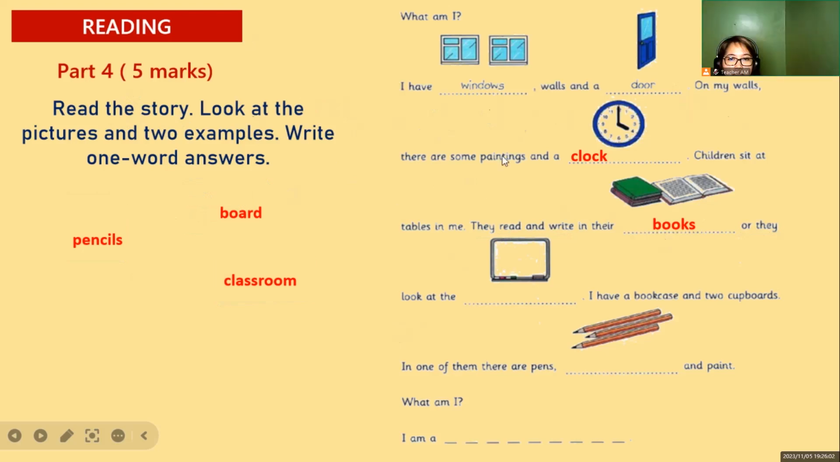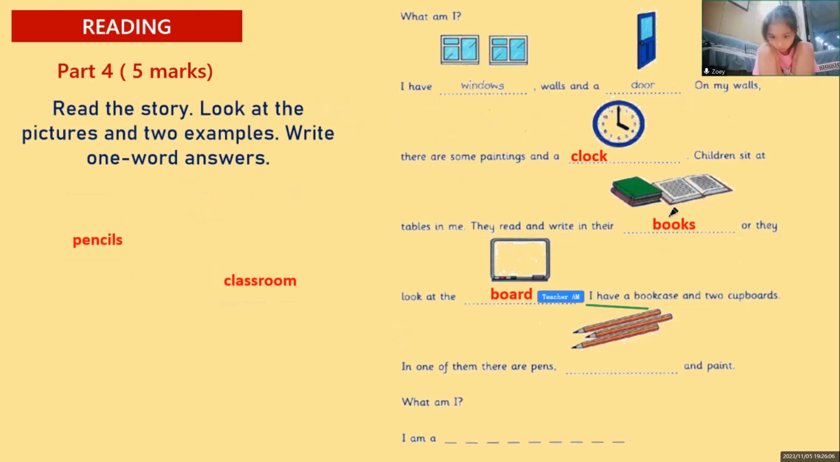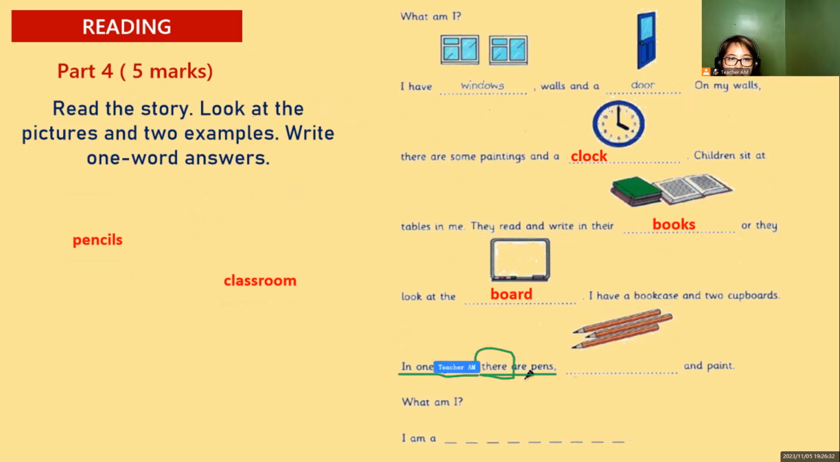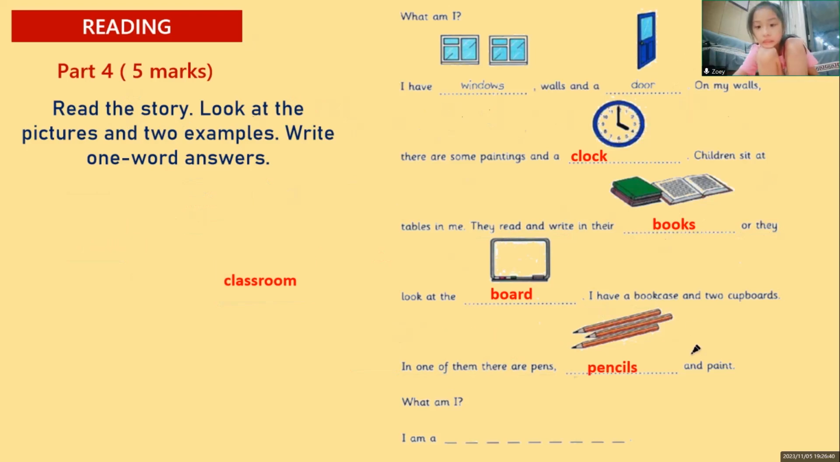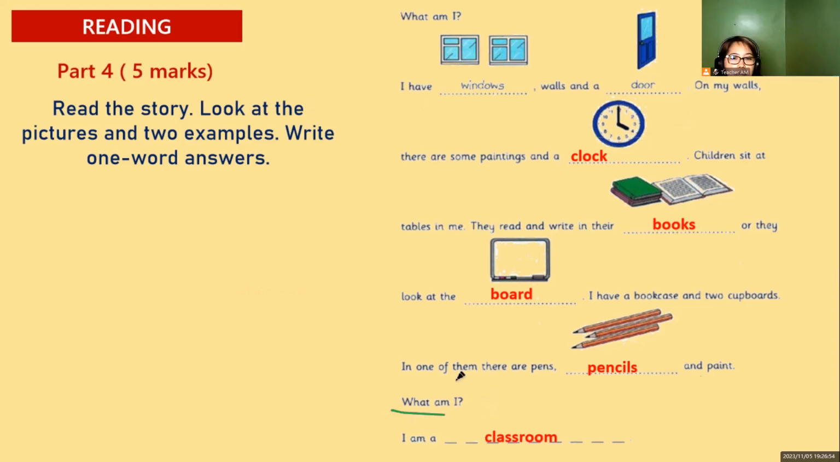I have books and two cupboards. Cupboards. There are pencils. Pencils. Very good. And paintings. What am I? I am a classroom. Very good. Can you please say, what am I?